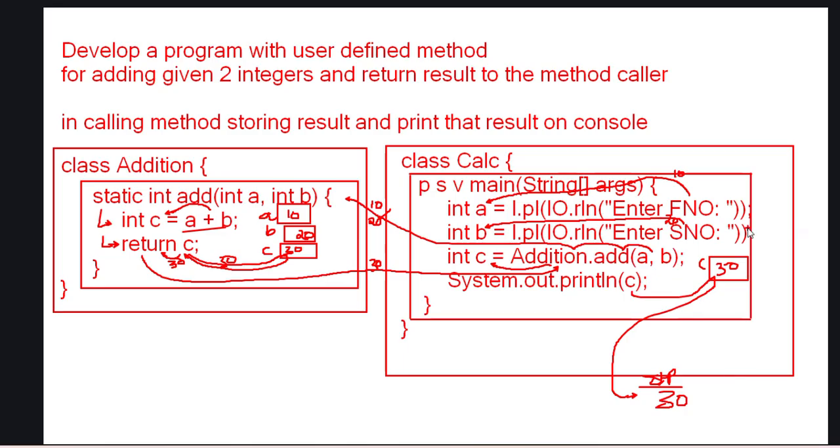Scope of the variable. A variable created in the main method is a main method variable. A variable created in the add method is an add method variable. Should I take the same variable name? Not required. Your wish, any name you can choose. But I chose the same name to confuse you. The more I confuse you in class, the less you will be confused in the interview.